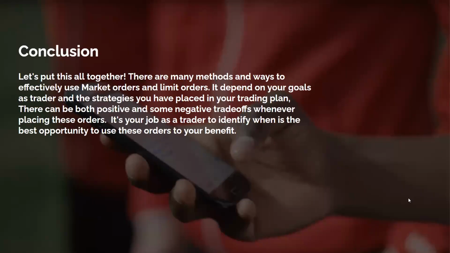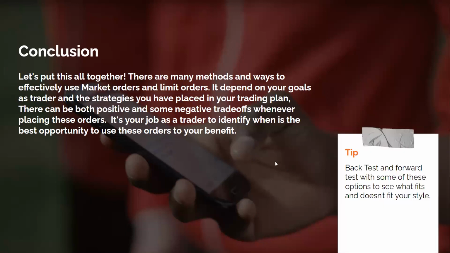So in conclusion, let's put this all together. There are many methods and ways to effectively use the market orders and limit orders. It depends on your goals as a trader and the strategies you have placed in your trading plan. There can be both positive and some negative trade-offs whenever placing these orders. It's your job as a trader to identify when is the best opportunity to use these orders to your benefit. Another note is that you can always backtest and forward test with some of these options to see what fits and doesn't fit your style.